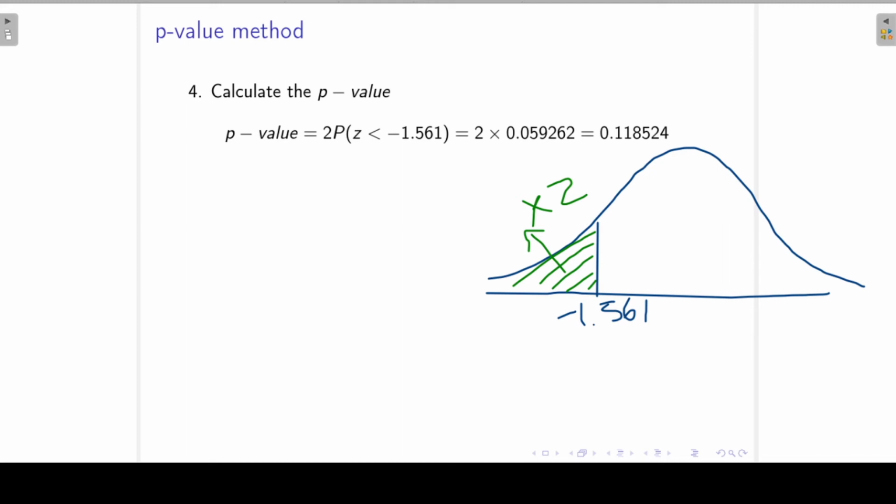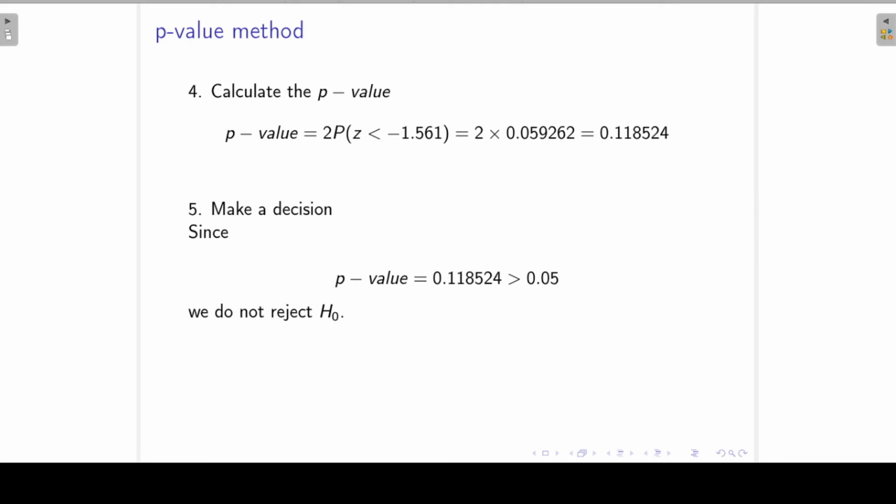Now, this green area, you can calculate that using software or even statistical tables. That area to the left of minus 1.561, the green area, is 0.059262. And now we multiply it by 2 because it's a two-sided alternative, and we get 0.118524, and this is now our p-value. So we compare our p-value to our alpha value, our level of significance, which is 0.05. Because it exceeds that, it's more than 0.05, we do not reject the null hypothesis.